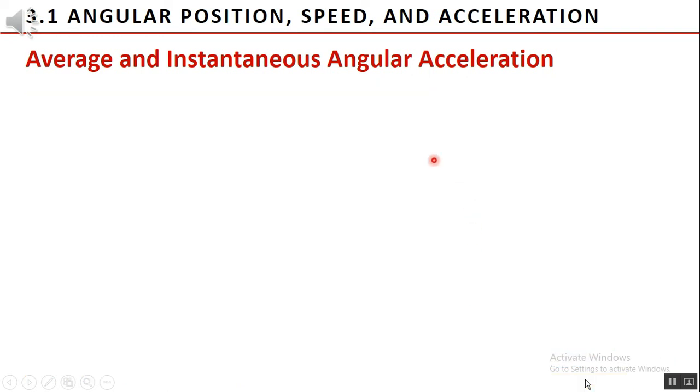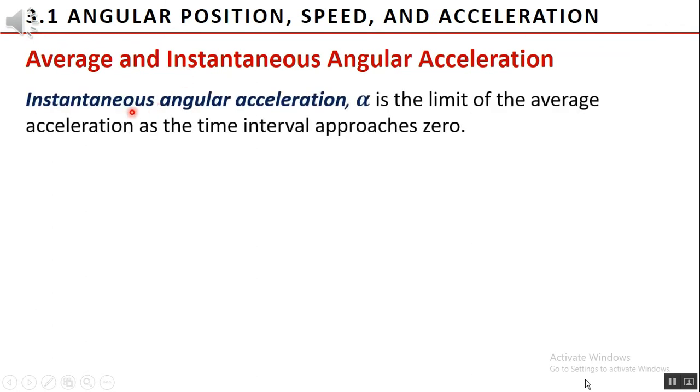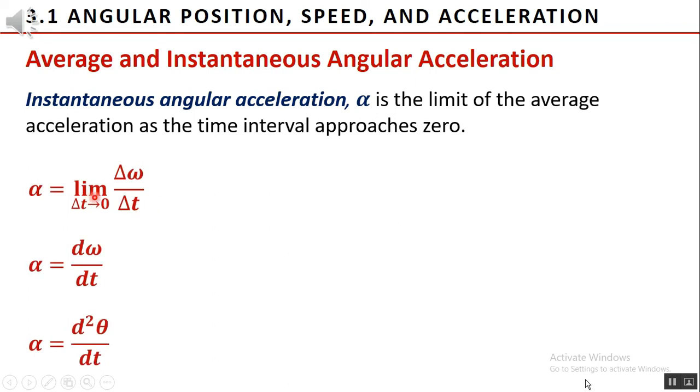In Unit 1, we have also discussed instantaneous acceleration of a body. In rotational motion, we can also describe the acceleration of a body at any point in time by a concept called instantaneous angular acceleration, denoted by the Greek letter alpha. It is the limit of the average acceleration as the time interval approaches zero. It is also expressed as the first derivative of angular speed, or the second derivative of angular position, with respect to time.